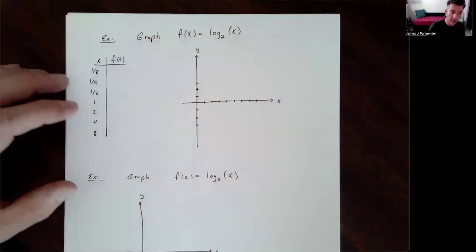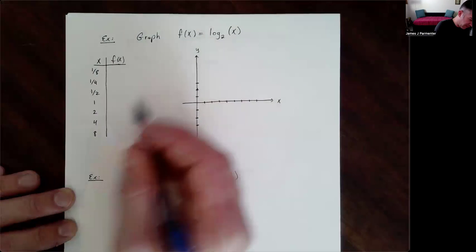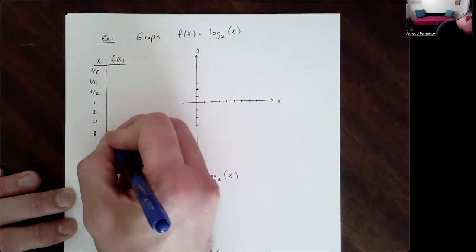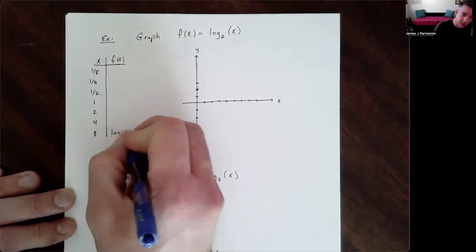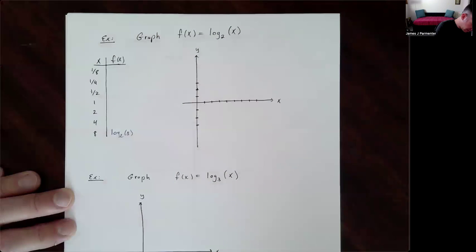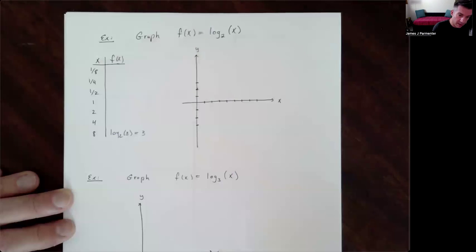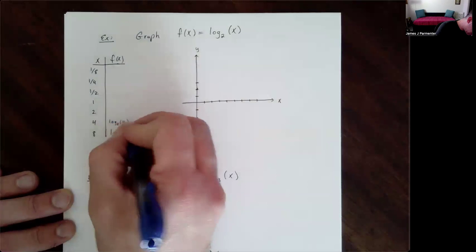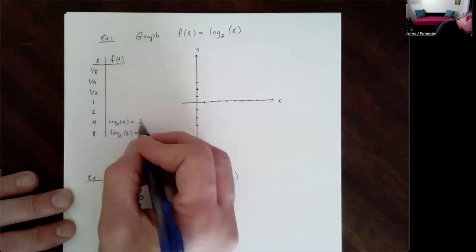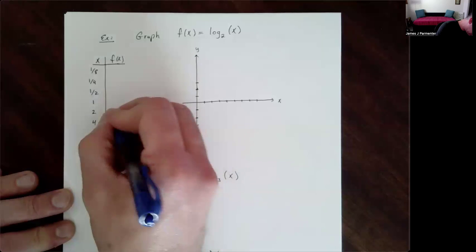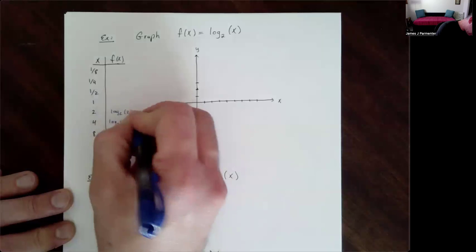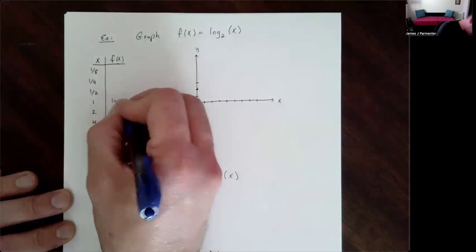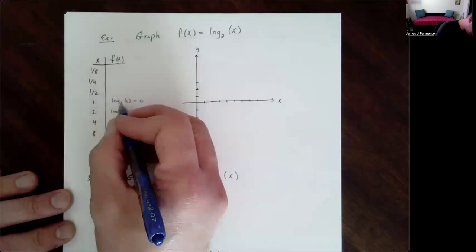So for example, my favorite example, if I have a function here of log base 2 of x and I plug in 8, log base 2 of 8 is just 2 to what power equals 8, and that power is 3. Similarly, log base 2 of 4 is equal to 2 because 2 squared equals 4. Log base 2 of 2 is equal to 1 because 2 to the first equals 2. Log base 2 of 1 is equal to 0 because 2 to the 0th power is equal to 1.